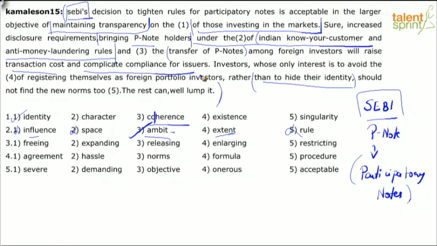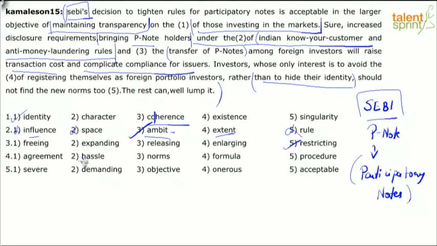Right? So, look at the context and choose the word appropriately. Understand the context. Investors whose only interest is to avoid the dash of registering themselves. We already saw, right? They want to hide their identity. So, what are my options for fourth? Agreement, hassle, norms, formula, procedure. So, I need what? Obviously, I need a noun form, right? To avoid the agreement of registering themselves, to avoid the hassle of registering, to avoid the norms, to avoid the formula, to avoid the procedure.